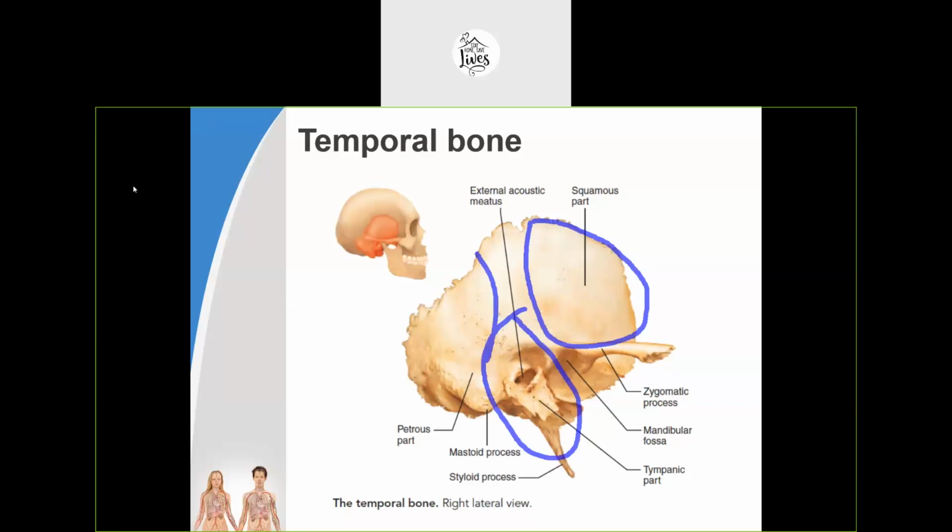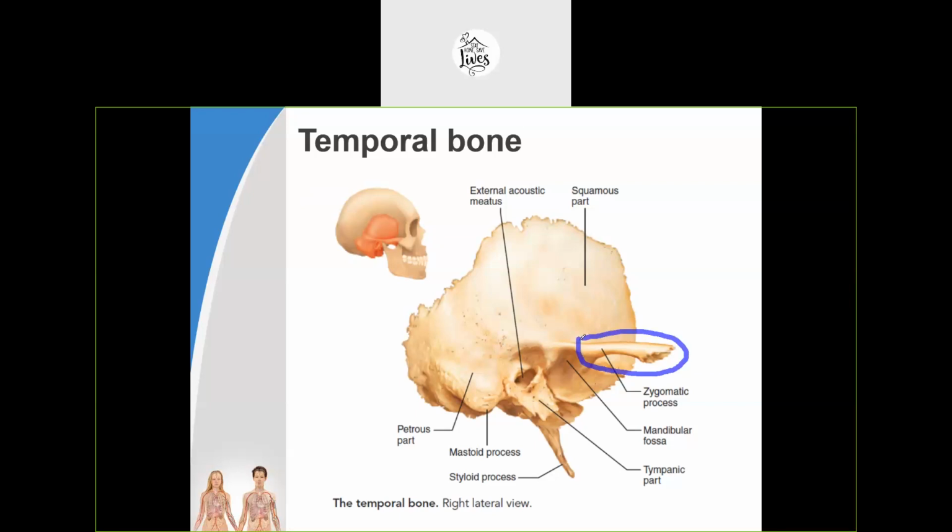First, let me start by explaining the squamous part. The squamous part has a bone marking that is called the zygomatic process. Later in the facial bones, we will study the zygomatic bone that is making up the cheekbone. So this zygomatic process is connecting to the zygomatic bone on the facial part, and it is making up the arc. This zygomatic process projects anteriorly and meets the zygomatic bone, as I already mentioned.